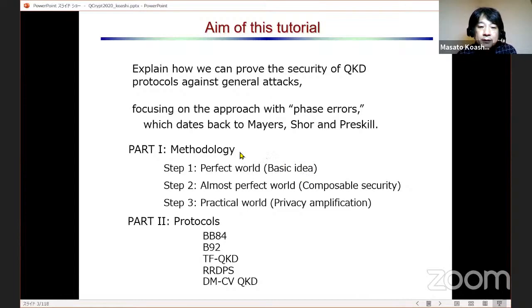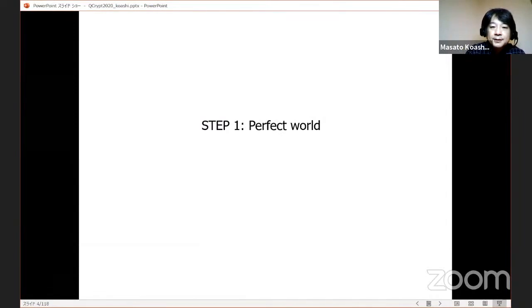So I divided my tutorial into two parts. The first part is about the methodology of this method. I will explain it in 3 steps here. Then I will give you the application of this method to various protocols listed here. Okay, let's start with step 1.